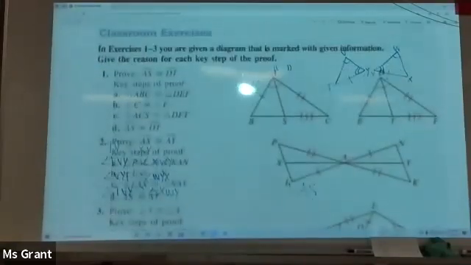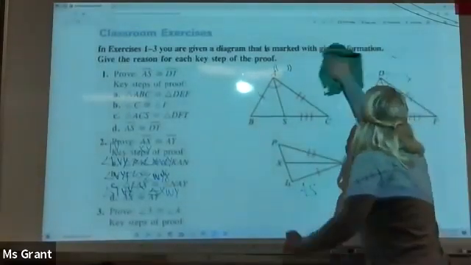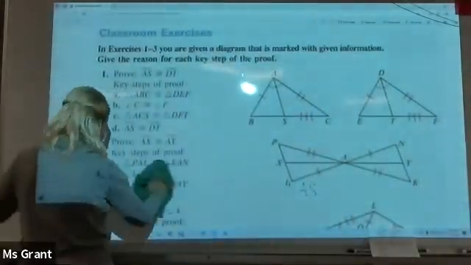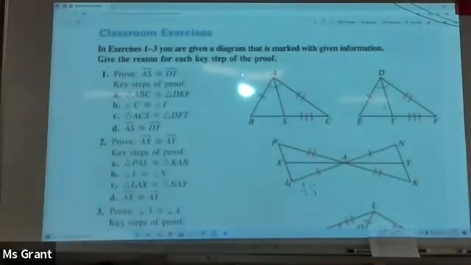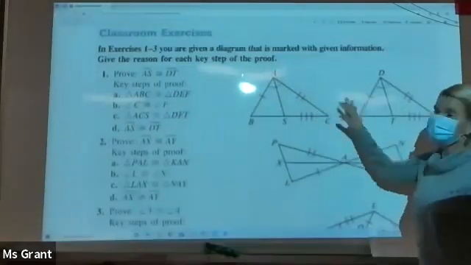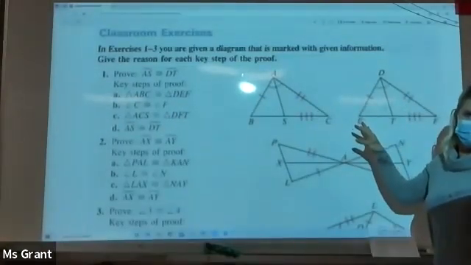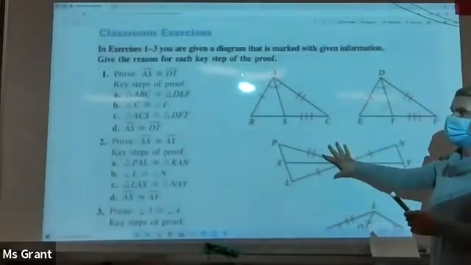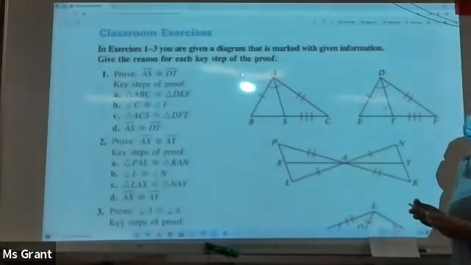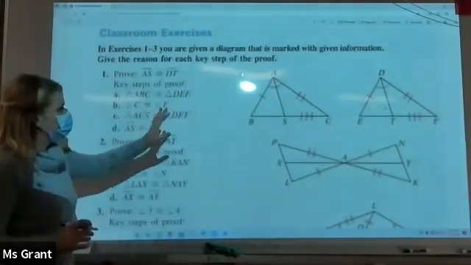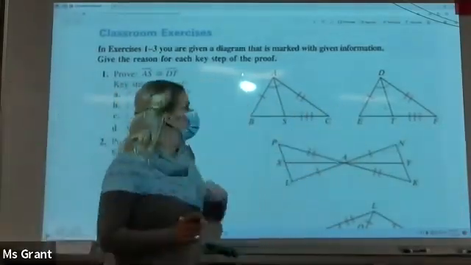Okay, this is going to be part of our homework. You're going to do 1 through 3 for all of your homework, and I'm going to model part of number 1 for you. These 2 triangles are already marked up for you. We're only doing page 1 and 2 of notes. You're not doing page 3 of notes. This right here is your homework, classroom exercises 1 through 3. So these 2 triangles relate to number 1.